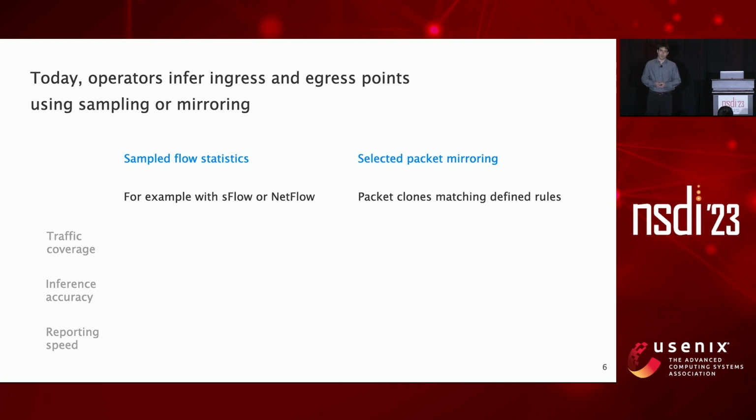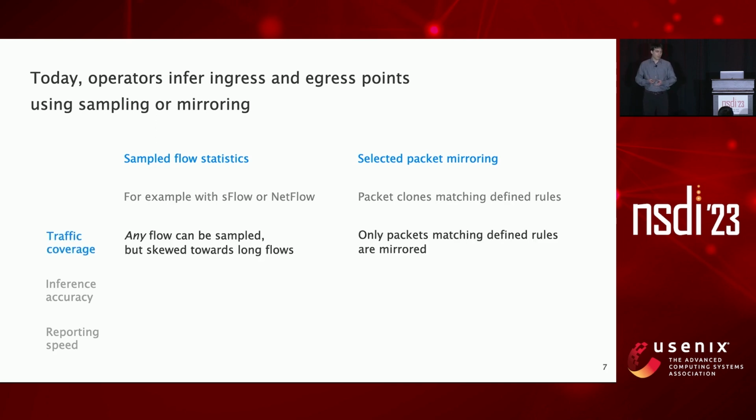what the accuracy of them is, and how fast we get feedback from them. So if you first consider traffic coverage, in theory, sampling can give us a good coverage because any flow could be sampled, but that's not really the reality. Often we are heavily focused on the long or heavy hitter flows. On the other hand, mirroring is very precise to whatever is defined on the device, but nothing else is mirrored.